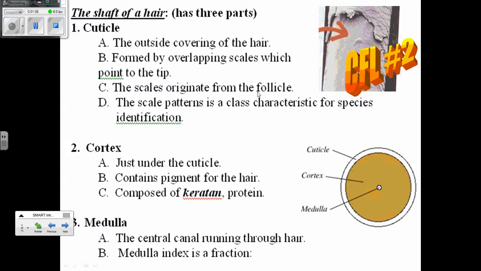All right, the scales are going to originate from the follicle. And remember, the cuticle is important in forensic hair analysis because it helps us to identify the species from which the hair most likely came from.